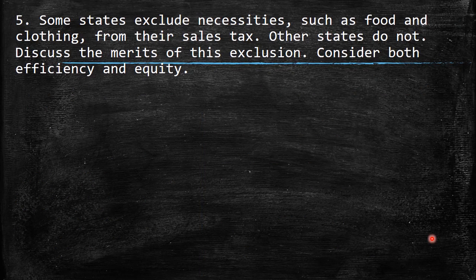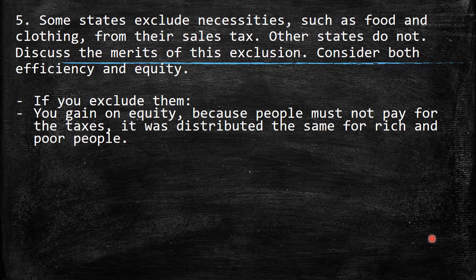Then the last point of this video is about how some states exclude necessities such as food and clothing from their sales tax. Other states do not. Discuss the merits of this exclusion, considering both efficiency and equity. So here, when you exclude necessities such as food and clothing, basically you gain on equity, because when you charge them, it doesn't differentiate whether you are rich or poor when paying for food or clothing. As a percentage, the average tax is going to be definitely higher for poor people. So for this reason, we gain on equity.